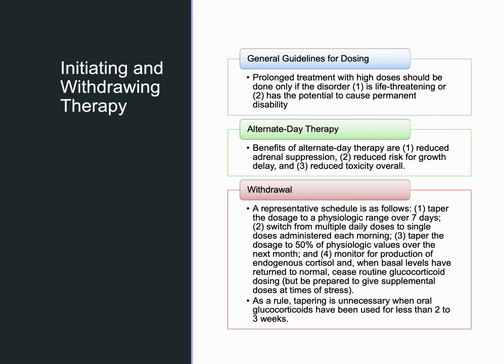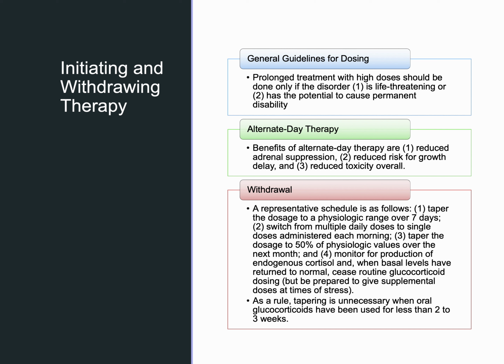And then we're going to switch from multiple day doses to single day doses in the morning. After we've done that, the third step is to taper the dosage by 50% of the physiologic value within the next month. While we're doing this, we're monitoring for the production of the body's own endogenous cortisol. Once those basal levels of endogenous cortisol are normal, then we can stop the tapering and discontinue the glucocorticoid dosing. As a rule, tapering is unnecessary if you're using oral glucocorticoids for less than 2 to 3 weeks.